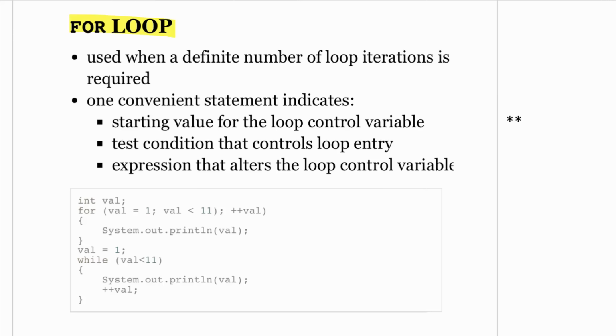People think for loops are more convenient. I actually prefer writing for loops as opposed to while loops or do while loops because they are more convenient. A for loop is one convenient statement that indicates the starting value of the LCV, the test condition, and the expression that alters the loop control variable. All those things you had to do in the while loop, initializing a loop control variable at the very beginning, having a test condition inside your while parentheses, and altering the loop control variable with an expression inside the loop body, are all done inside the parentheses of the for loop. So it's a lot more convenient and efficient in terms of writing loops.